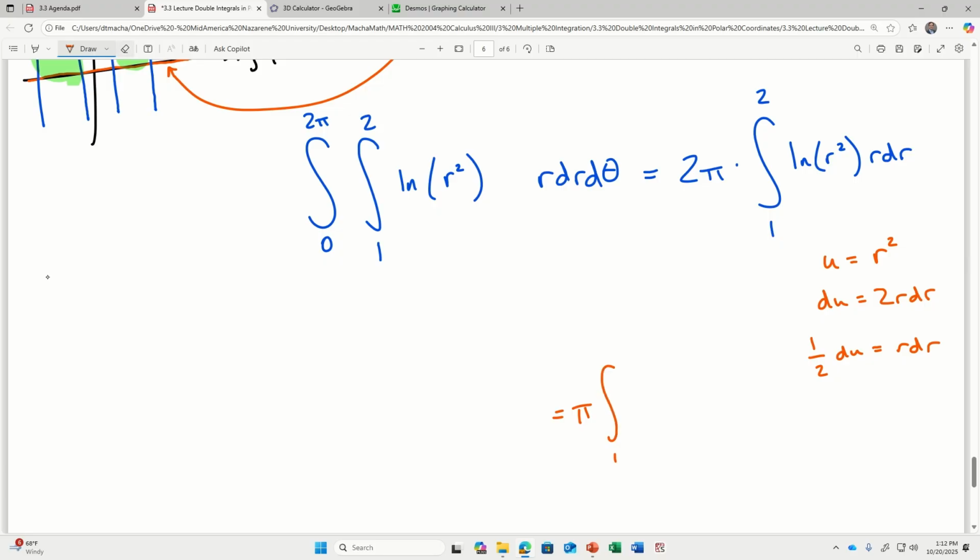Integral from, not 1 to 2, I got to change the bounds. Natural log of u du. The lower bound is not going to be 1. It's going to be 1. The upper bound is not going to be 2. It's going to be 4. What about the extra r of the r dr? Yep. What happens? I replaced the r dr with 1/2 du.